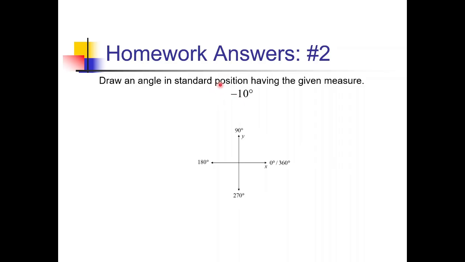To draw this angle of negative 10 degrees in standard position, we first have to get this to be a number between 0 and 360. I can do that legally by adding 360 to this. That's basically just going once around the circle. So that brings us to 350 degrees, which is right about here.